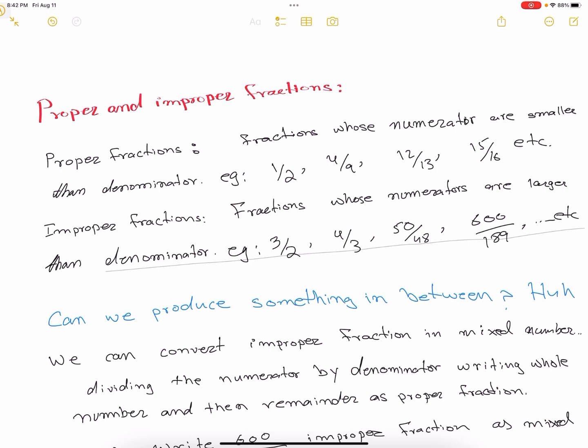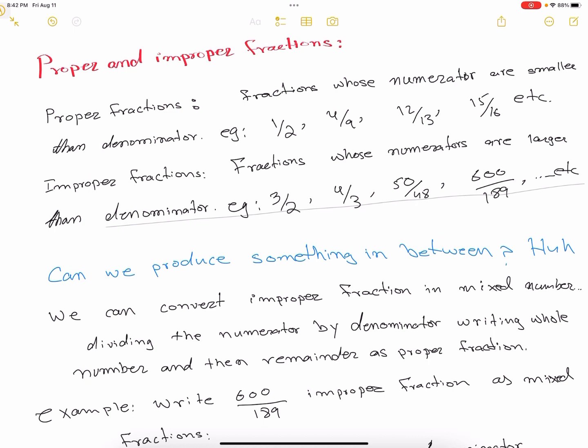The proper fractions are fractions whose numerators are smaller than the denominator. For example, 1 over 2, 4 over 9, 12 over 13, 15 over 16, and so on, where the numerator is less than the denominator. That is a proper fraction.